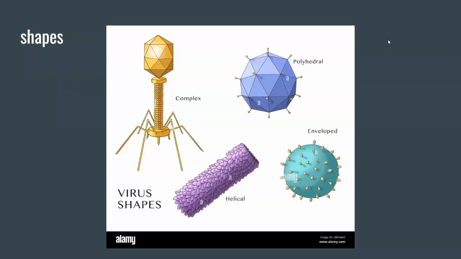Now let's see the shapes and know the sizes of the virus. Viruses are usually much smaller than bacteria, with the vast majority being submicroscopic, generally ranging in size from 5 to 300 nanometers. The helical viruses consist of nucleic acids surrounded by a hollow protein cylinder or capsid and possessing a helical structure. We have the complex and the envelope.